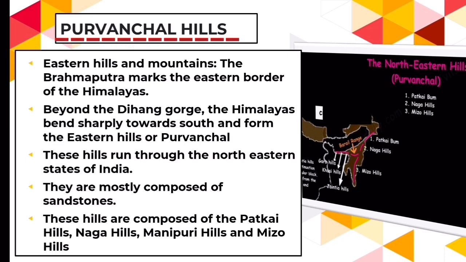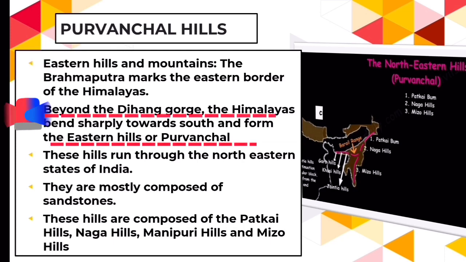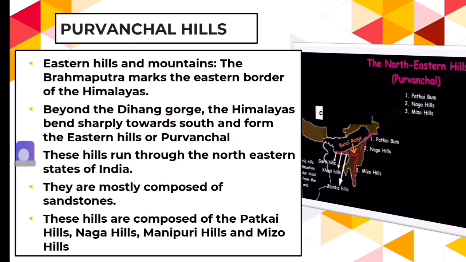Now, what are these hills? The northeastern part of India consists of some important hills which are known as the Purvanchal, that is in the Anchal of Purab of the part of India. Eastern hills of the mountains which have been running across the eastern boundary of Himalayas. Beyond the Dihang Gorge, the Himalayan mountains bend sharply towards the south and form the eastern hills or the Purvanchal. These hills run through the northeastern states of India, mainly composed of sandstones.